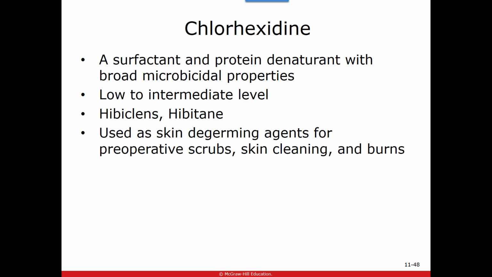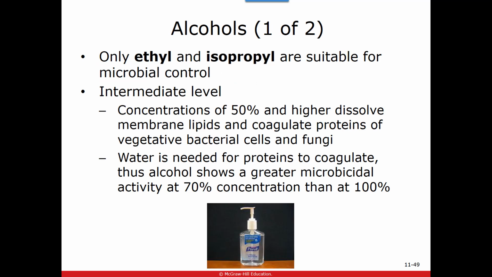Your alcohols, ethyl and isopropyl alcohol, are used all the time, usually at a concentration of 50% or more. I usually see 70, if not 95% alcohol to kill. This is your basic alcohol. Your hand sanitizer is alcohol based. All the time, if you can't physically wash your hands to remove the organisms off of your hands, it's using alcohol on your hands to try to kill the organisms that are remaining.